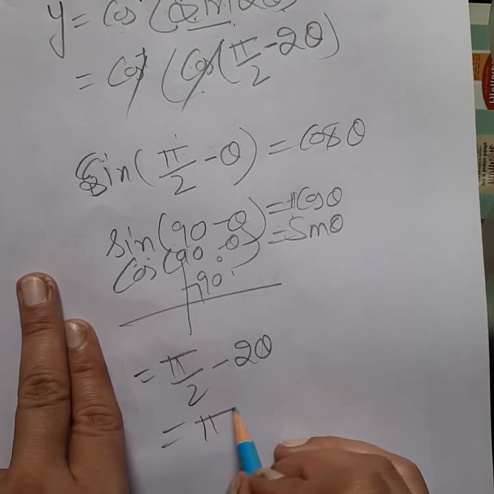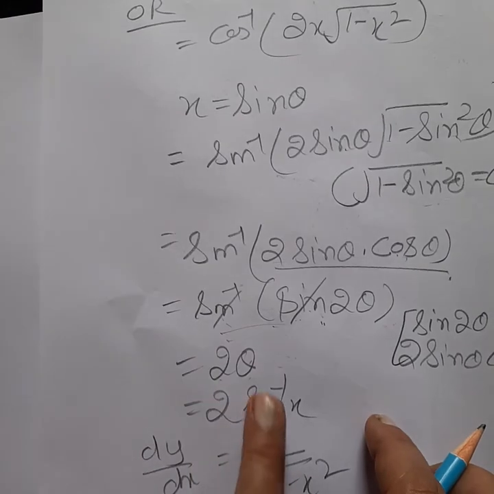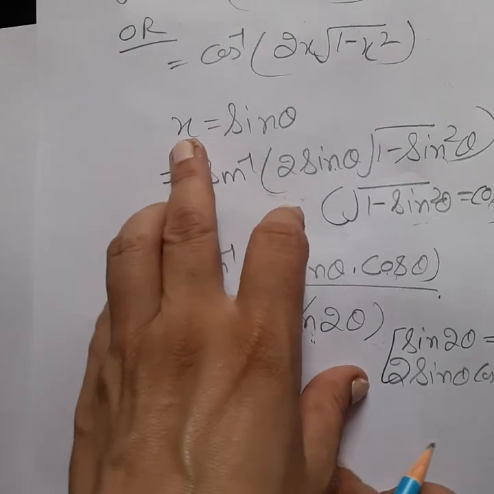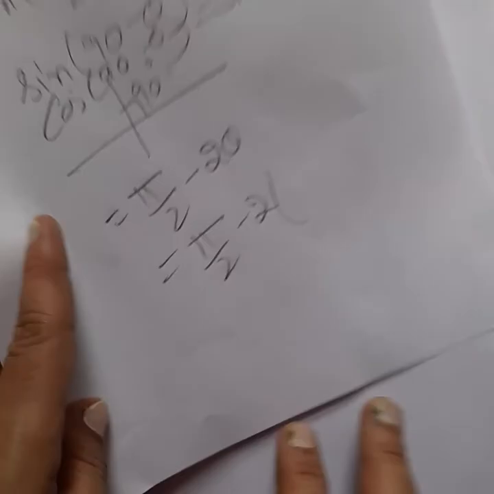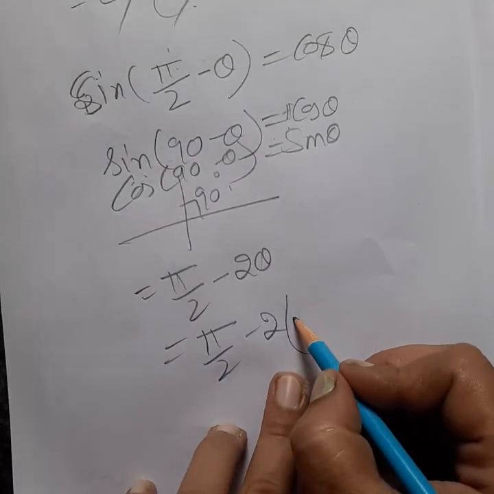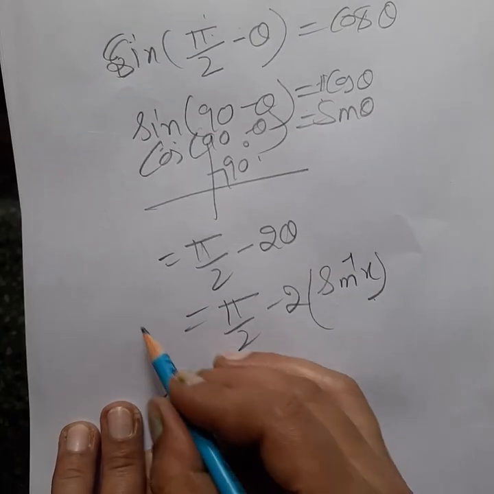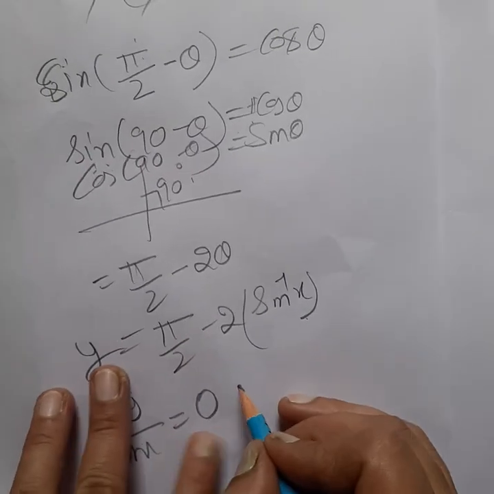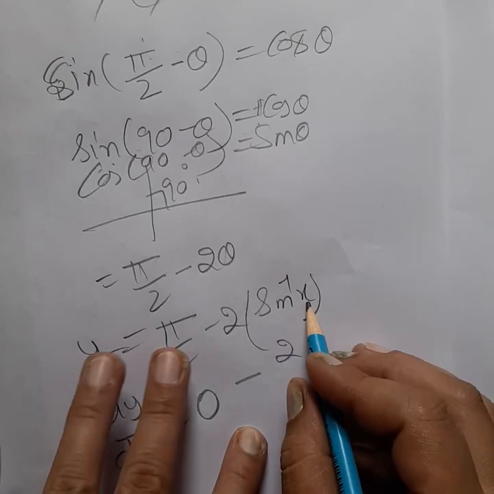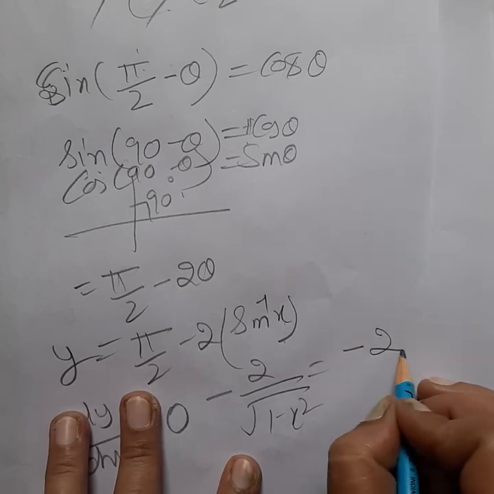And now we have to put the value of theta. Theta is equal to sine inverse x, because when we put x is equal to sine theta, theta is equal to sine inverse x. And the derivative of y here: the derivative of pi by 2 is 0, and the derivative of 2 sine inverse x is 2 upon root of 1 minus x square. So we finally get our answer.